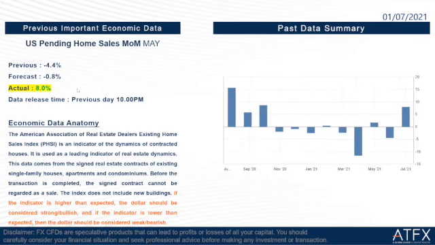The next one is US pending home sales monthly May. The previous is negative 4.4%. The forecast is negative 0.8%. The actual is 8%, which is higher than the forecast and previous. So the US dollar should be considered strong or bullish.